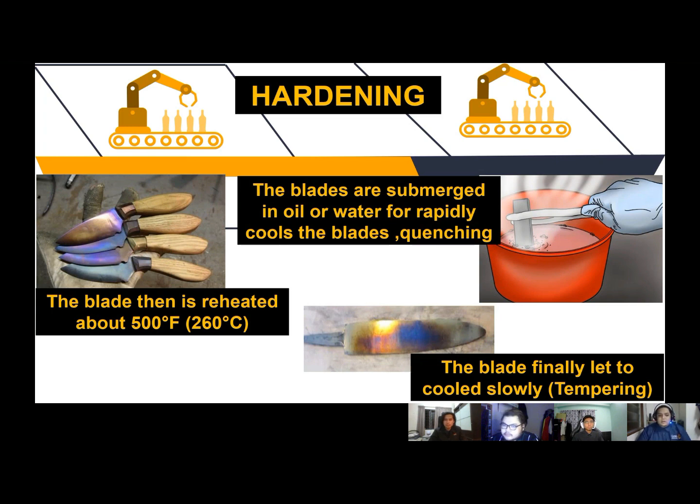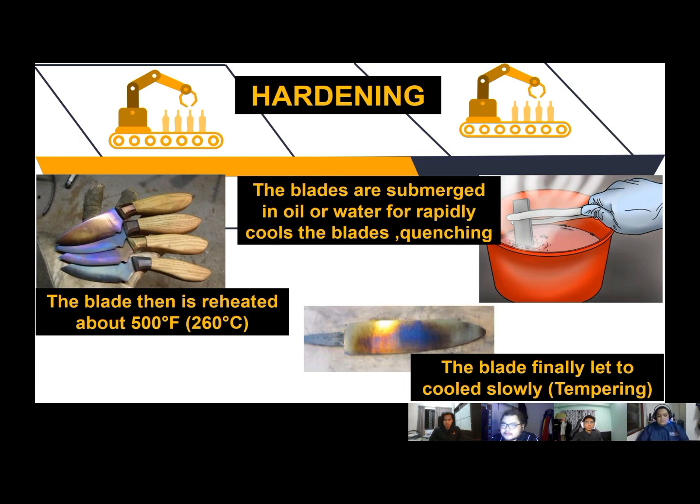So the knife is reheated to a higher temperature, which is about 500 Fahrenheit, which is also about 260 degrees. And then after we reheat, we can see at the surface there are some red or blue colors on the blade of the knife. Then we go through the last step of the hardening process, which is tempering. The tempering process allows the blade, after the reheating process, to cool down slowly.